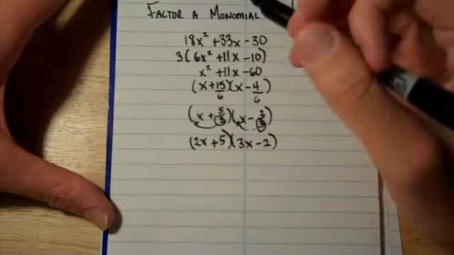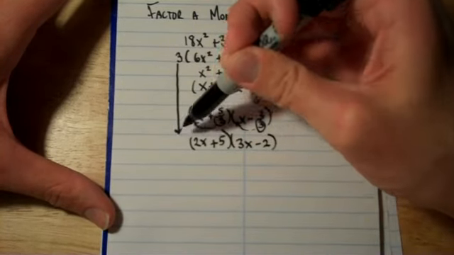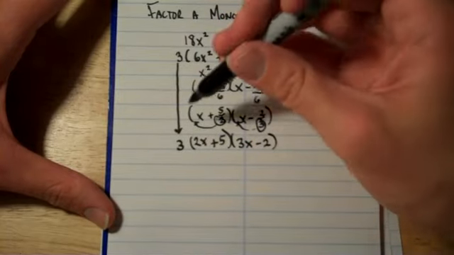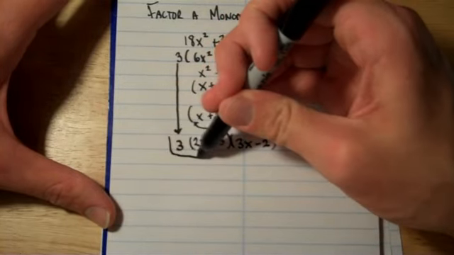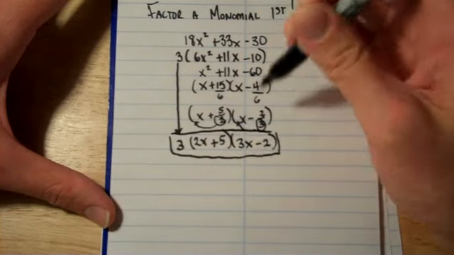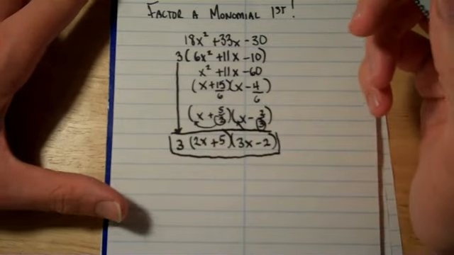However, that's not the answer. Don't forget about our friend, the 3 that we factored out at the very beginning. He can go on the outside of those two parentheses. So this whole statement right here, that is our answer. That wasn't too bad because we factored out a monomial first.